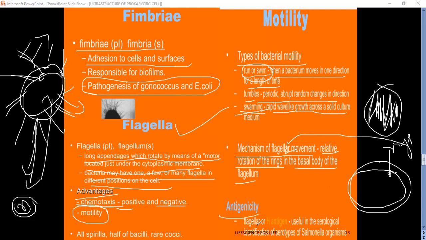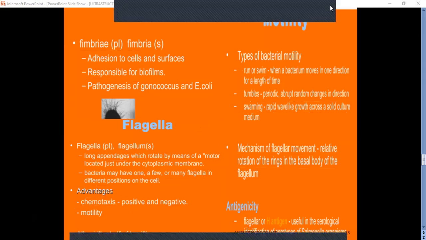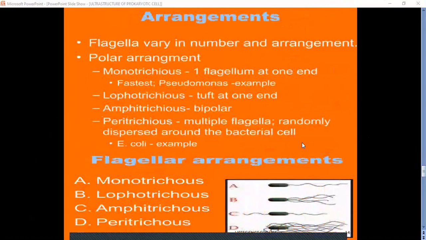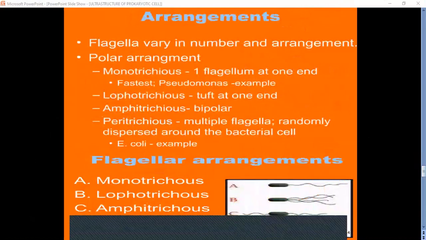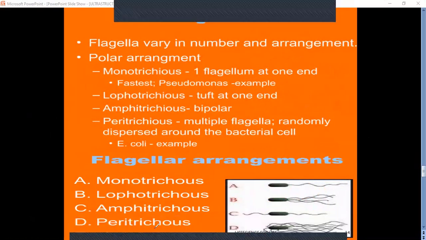And antigenicity: flagella, or H antigen, is useful in the serological typing of organisms. To identify which type of bacteria it is, by its antigenicity we can know its pathogenicity.